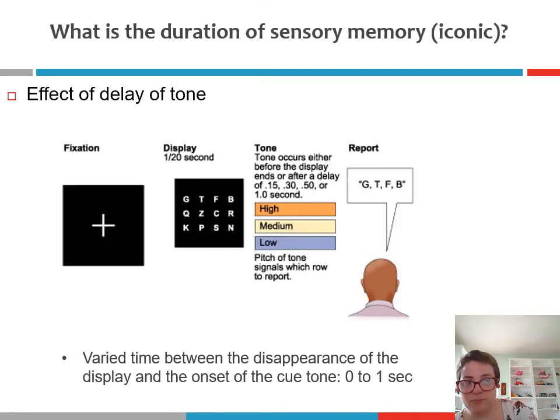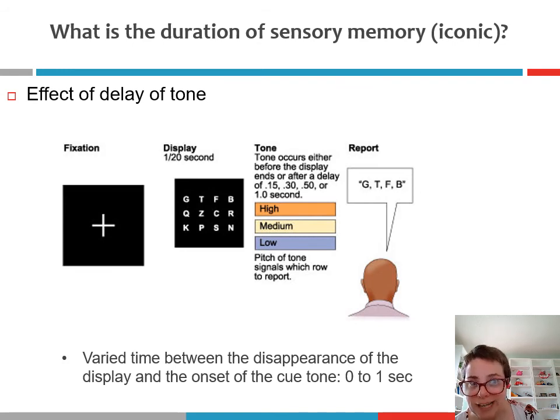Okay, so what other evidence do we have in support of the idea that people are able to store the entire image in their short-term memory? Well, another experiment that Sperling conducted is he varied the time between the disappearance of the array and the onset of the tone telling them which row to report. Okay, and he varied it from 0 seconds to 1 second.